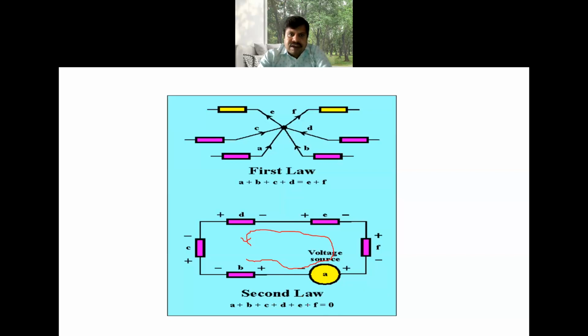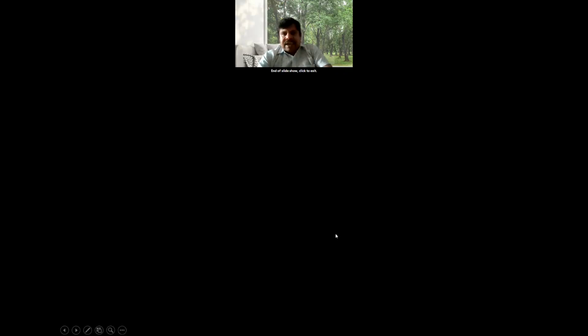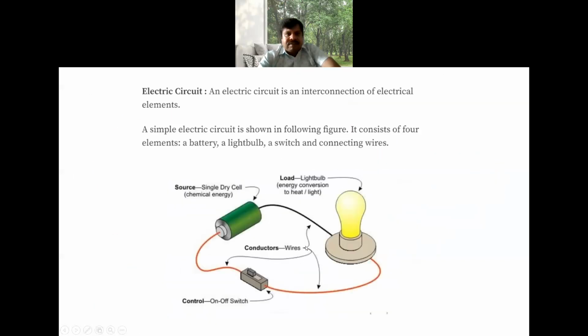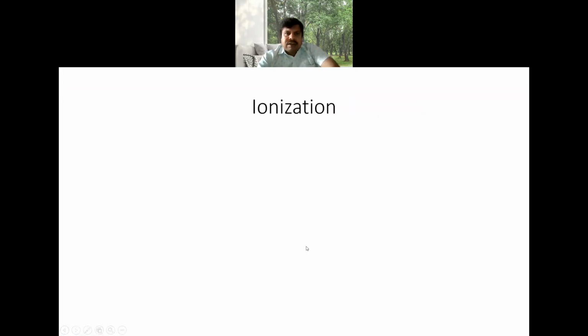In the first diagram, A, B, C, D, E, F are the currents. In the second diagram, A, B, C, D, E, F are the voltages. Okay, so this is the general introduction to KCL and KVL. In the summary, what we learned is that we started with the basic charges.